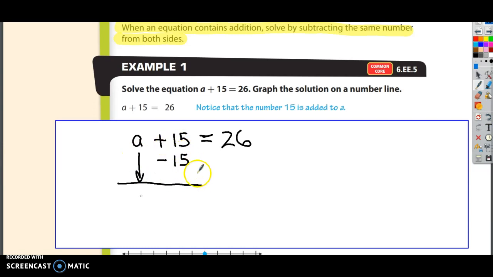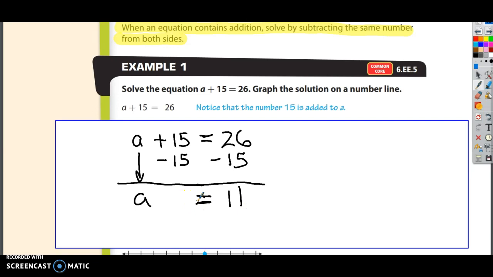What's 15 minus 15? It's 0. I don't need to write that, though. I don't want to write a plus 0, so I just write a. So what did I do? I got rid of 15. Well, if you subtract 15 from one side of the equation, you have to subtract 15 from the other side of the equation. So 15 minus 15 is nothing. 26 minus 15 is 11. And so I think a is equal to 11.